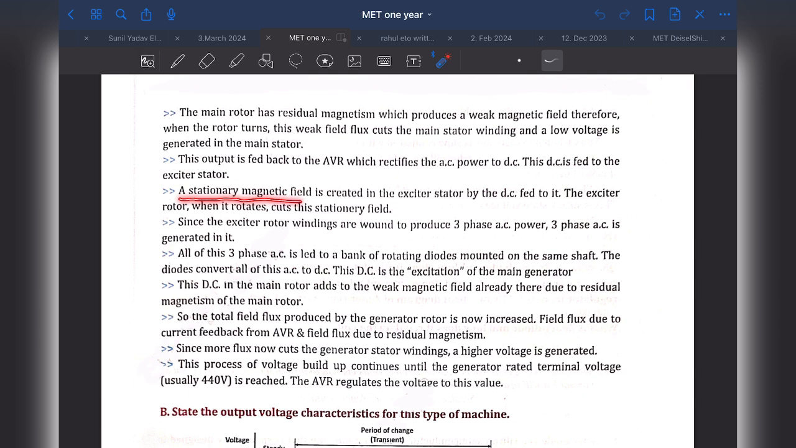The stationary magnetic field is created in exciter stator by DC fed to it. The exciter rotor, when it rotates, cuts the stationary field.